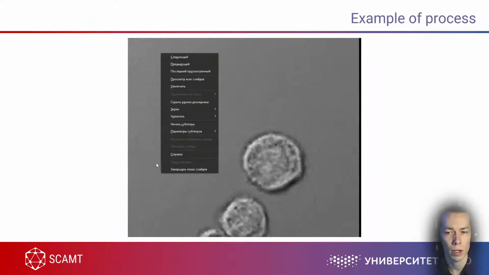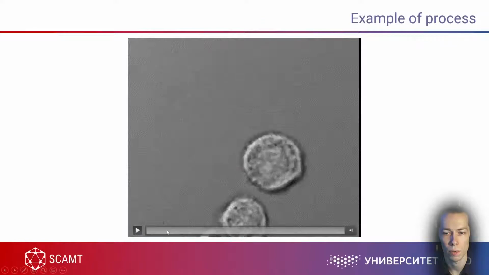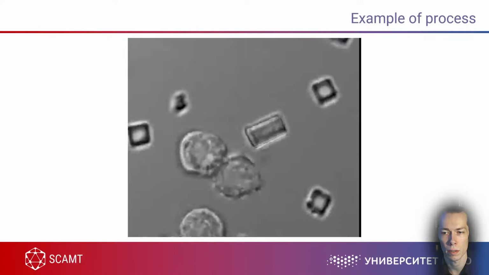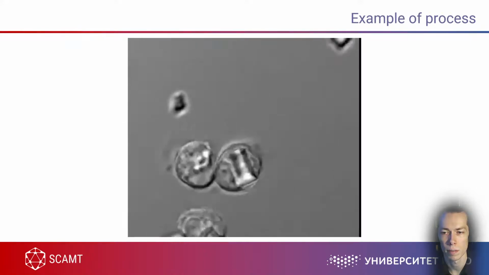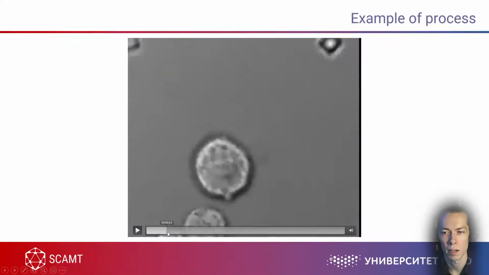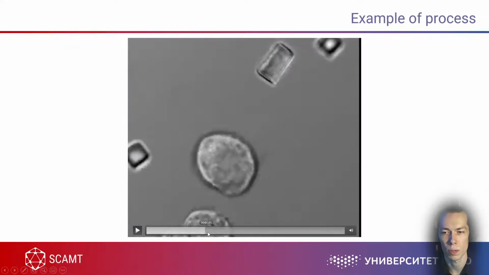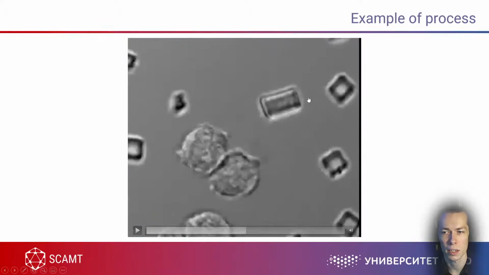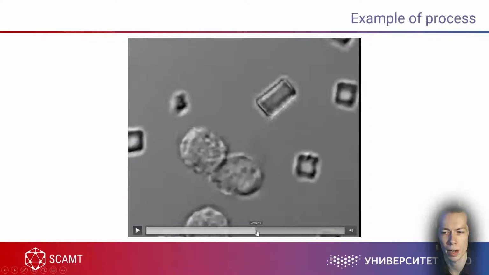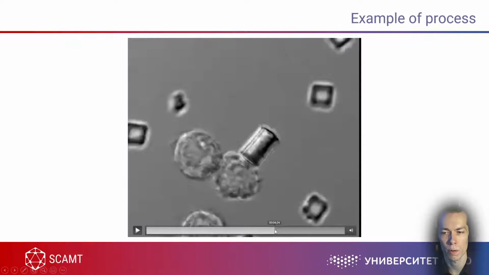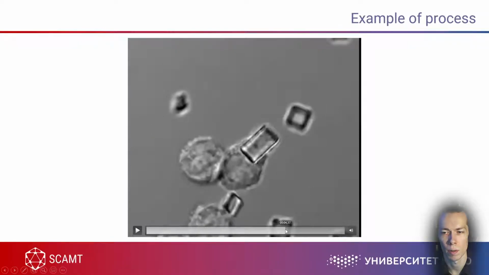I believe I need to switch it off. So as you can see, it was a single cell. Now it goes to mitosis. It's a division, telophase, and there's some kind of particles, and just compare the size of the cell and the size of the particle. So, phagocytosis.